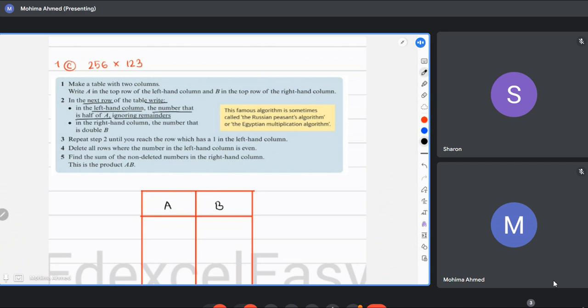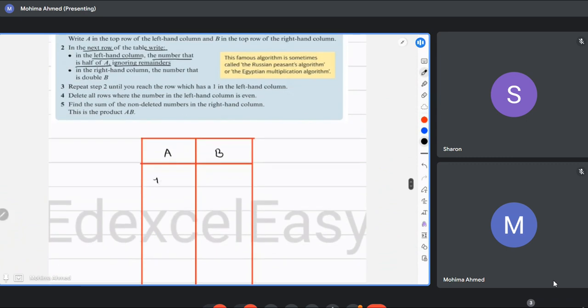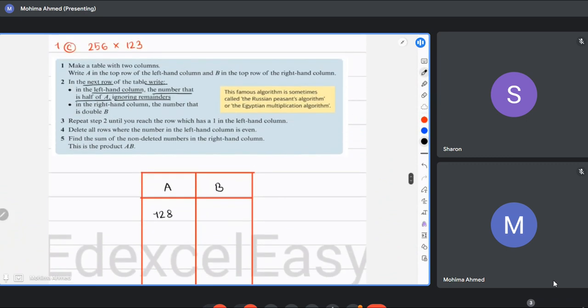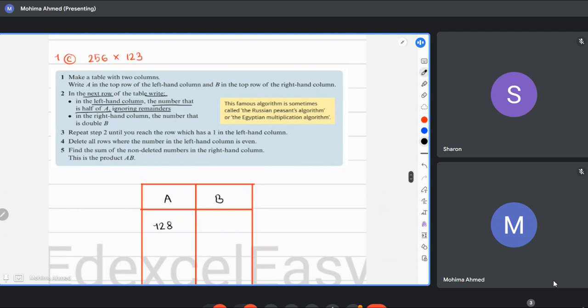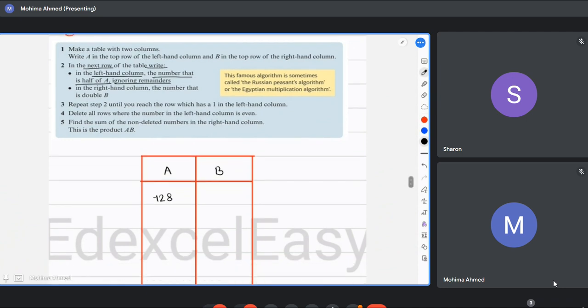That means we had 256. Half of 256, 256 divided by 2, is 128. So we get 128 over here. And for B, the right hand column, the number that is double of B. So we had 123. 123 multiplied by 2 gives you 246.